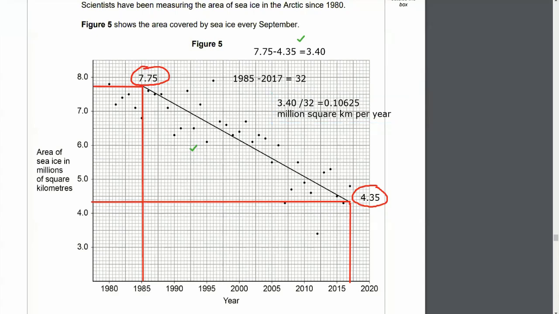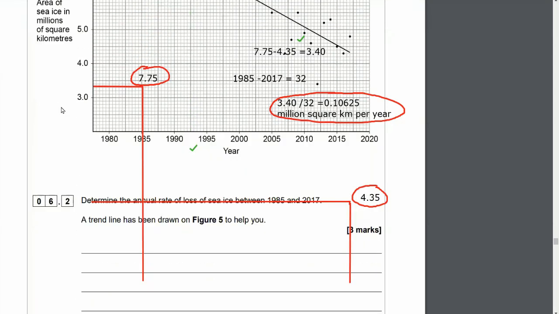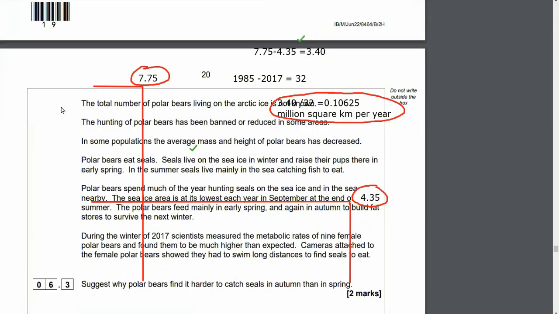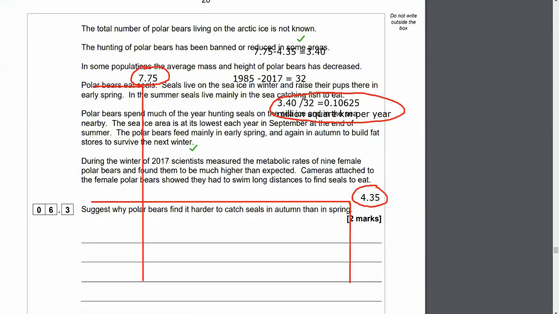And that there is our answer for all 3 marks. Again, there's going to be a range which you can check in the mark scheme just to make sure that you've read the graph correctly. Okay, and that's where our answer would be. Down here, they've already put the unit. That's our rate of loss. And here's the next question.